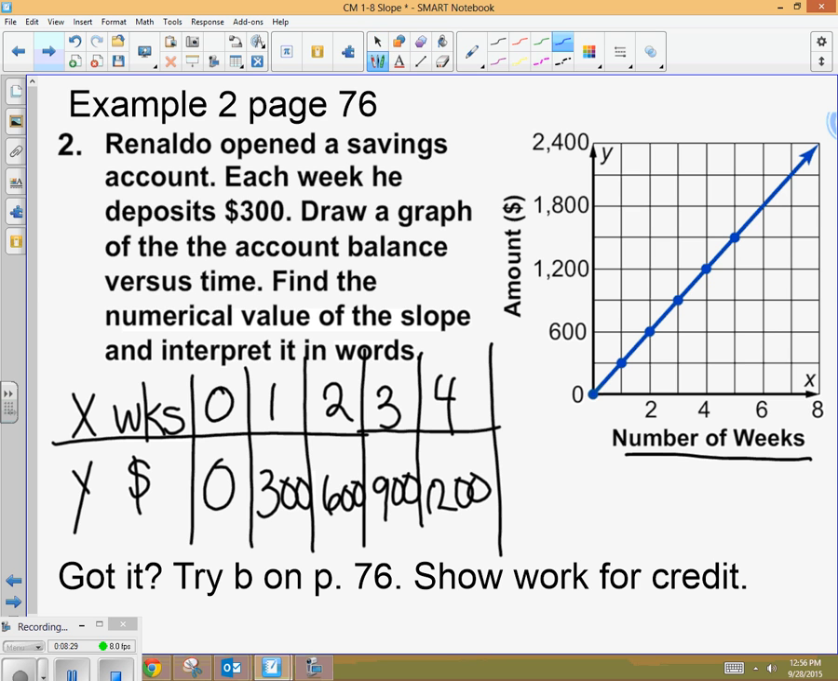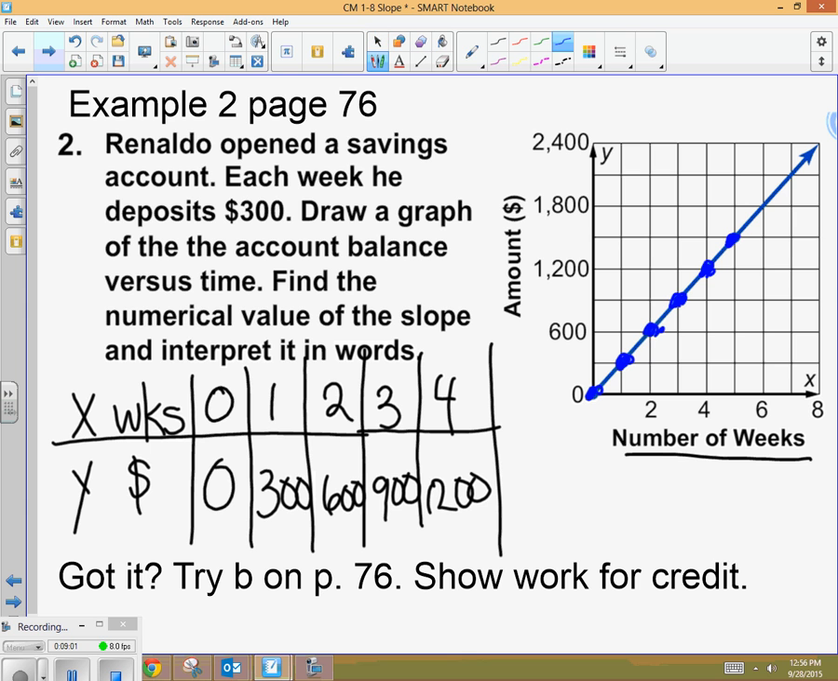Then once you have your table completed, use those points for your coordinate pairs. (0, 0), (1, 300), (2, 600), (3, 900), (4, 1,200), (5, 1,500), and so on. Once you have all of the points plotted, use your straight edge and draw a line through to create the graph. Now we have to find the slope.